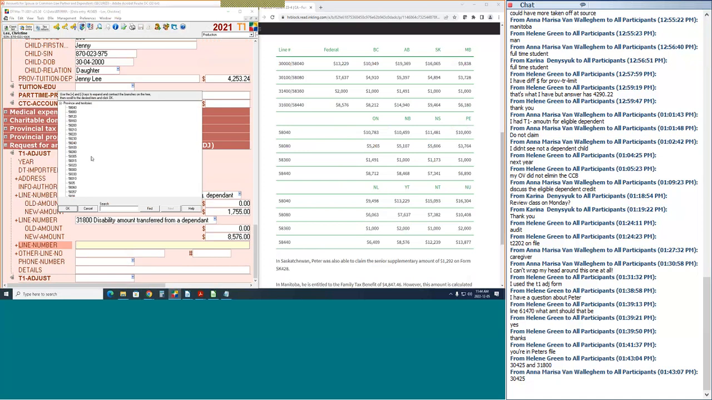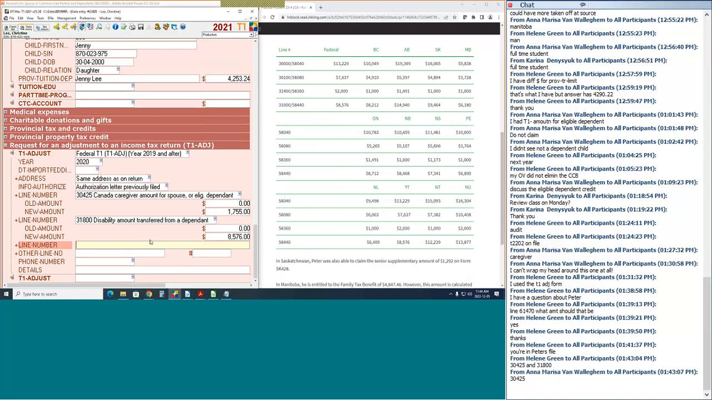This is relatively new. If you're doing older data entry, you might need older data entry. If you're doing a line number that doesn't have one of those, if it's not in a drop-down box, you're going to describe it. You're going to say what form it's on. So it might be, for example, a Schedule 7. It might be a line number 15 on a Schedule 7. Whatever the extra line number is, you're going to put there. Everything you need to change, you're going to change in your data entry here.